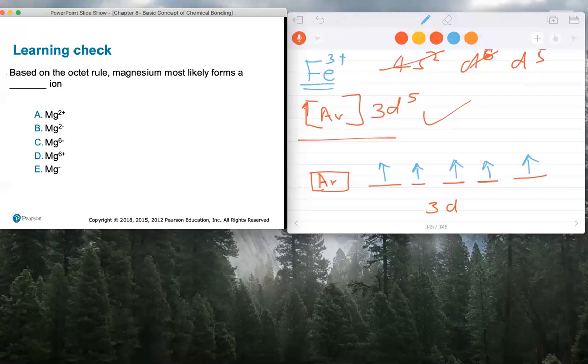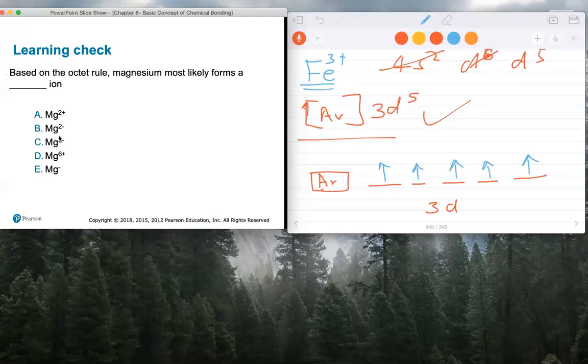If you are doubting yourself, or if you don't know the game plan on this, I recommend you use the periodic table. Don't rely on your memory. These are the kind of things you don't memorize. You cannot memorize all the ionic charges. Magnesium is in group 2, and the number of electrons lost corresponds to group number. Therefore, A is correct, Mg2+.